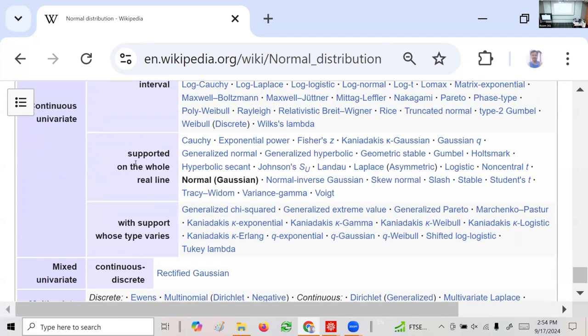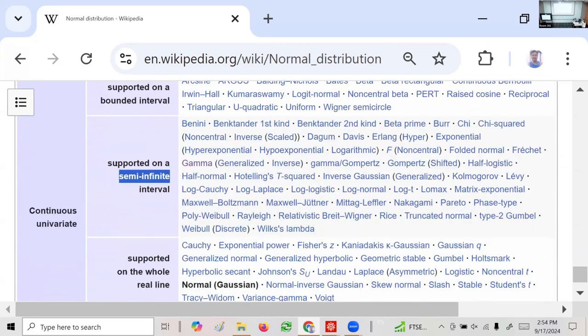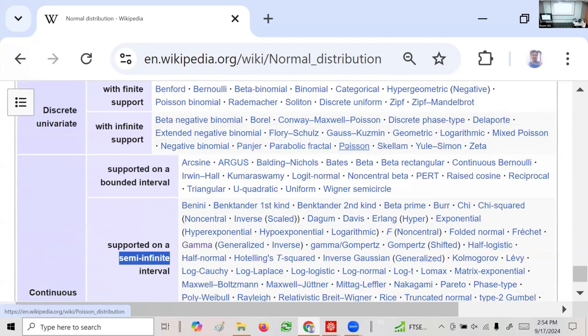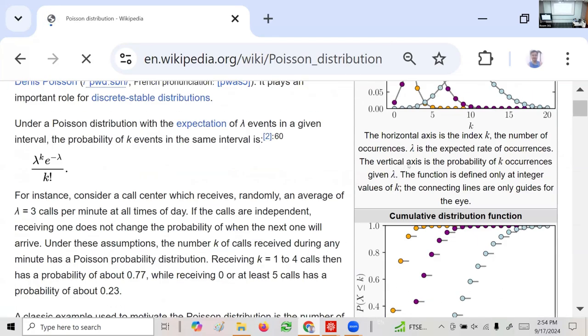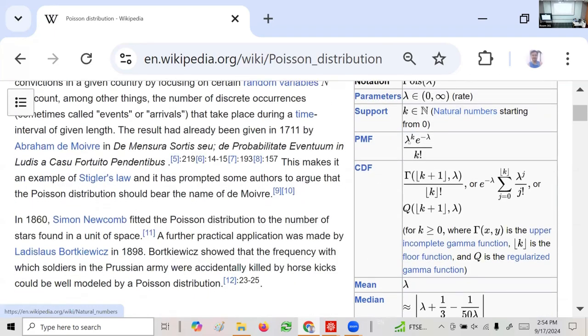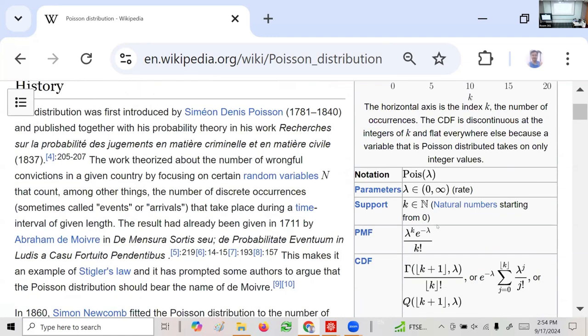Unbounded, the whole line, normal. And that's this page. Okay. Now, if I go, for example, let's go to Poisson again. See that? Poisson, and see my formula? Lambda to the k, or lambda to the x, e to the minus lambda, divided by x factorial. In this case, you use the word k, not x. See that?